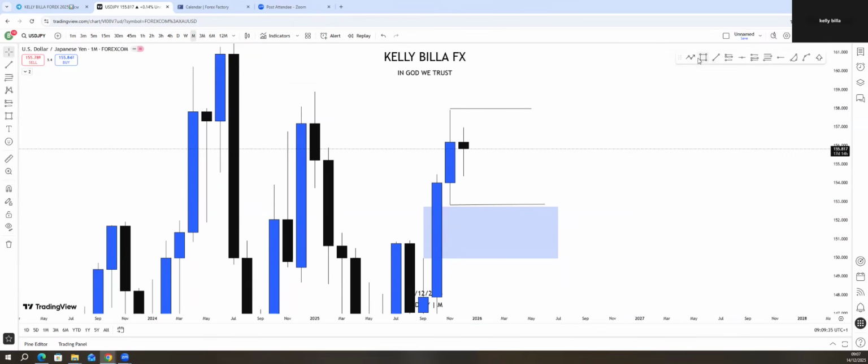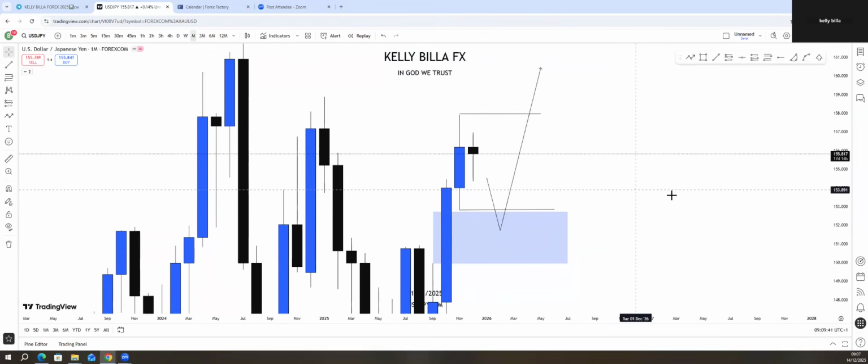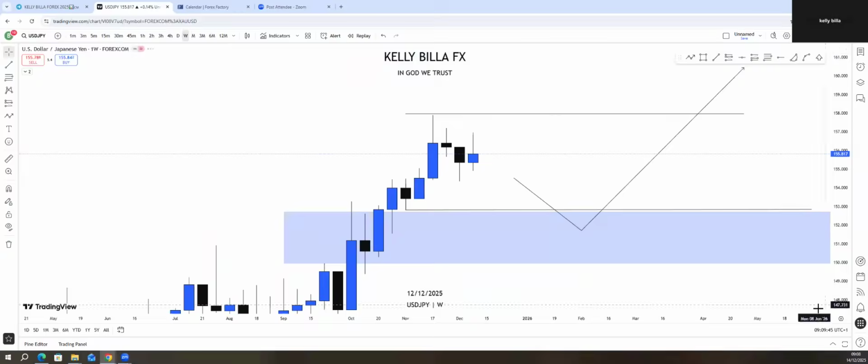Obviously, I'm looking to see how price takes out this fair value gap before pushing to the upside to raid out some of these highs. Yes, that is how I see the market. Now let's go to the daily time frame.